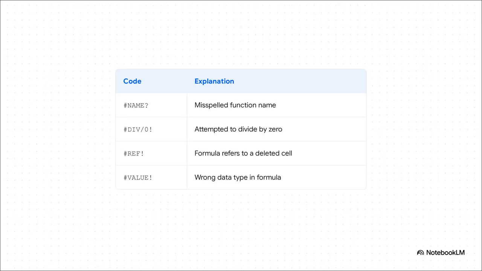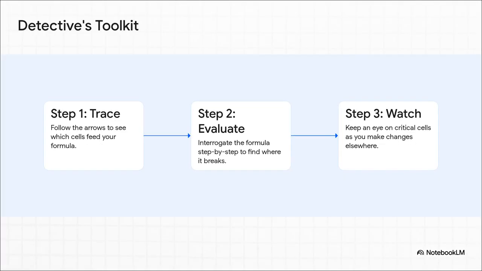You know, every detective needs clues, and in Excel, these error codes are your first lead. When you see something like #NAME or #REF, don't just get frustrated. These aren't random. They're specific clues telling you exactly what kind of mistake you should be looking for. And guess what? Excel gives you a whole detective's toolkit to crack the case.